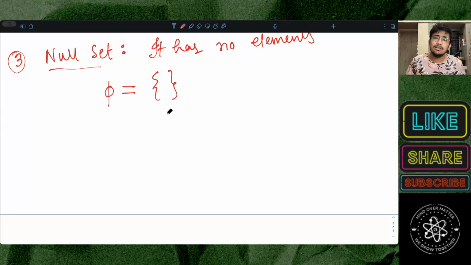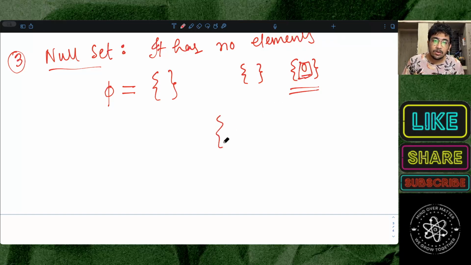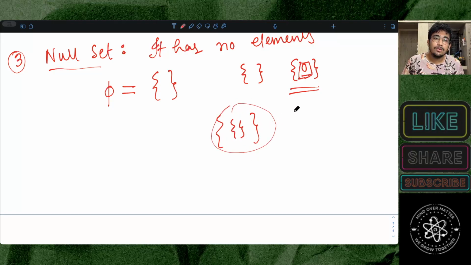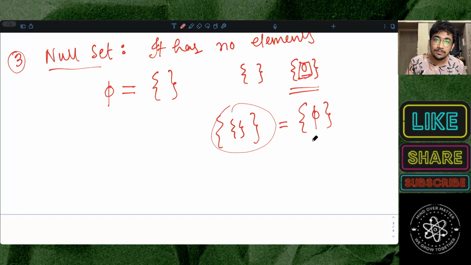One thing that people commonly mistake: a set which contains 0 is not a null set, it's a singleton set, because it has the element 0. Even if a set contains the null set itself, the whole set is not a null set, it's a singleton set. It has an element which is a null set, and that's completely okay, but it doesn't mean that the whole set is a null set. So this is also a singleton set.